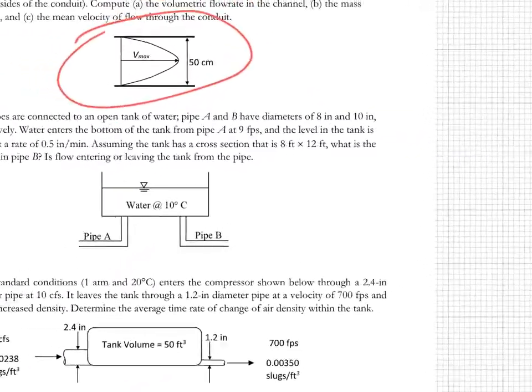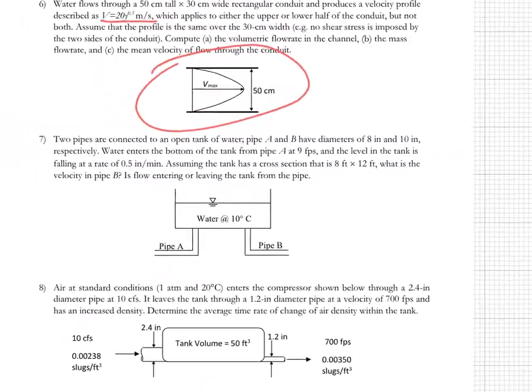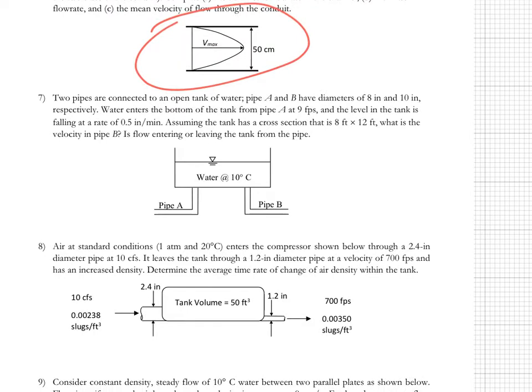Number 7, two pipes are connected to an open tank of water. Pipe A and B have diameters of 8 and 10 inches. Okay, so this one has 8-inch diameter. Sometimes you'll see it written like this, phi A. Usually you'll see it as capital D. Phi B equals 10 inches. Water enters the bottom of the tank from pipe A at 9 feet per second. So we've got 9 feet per second here.